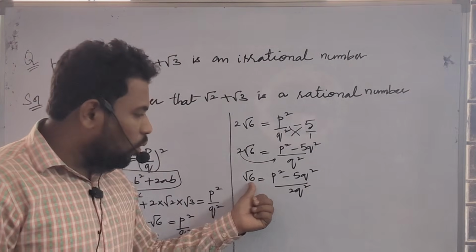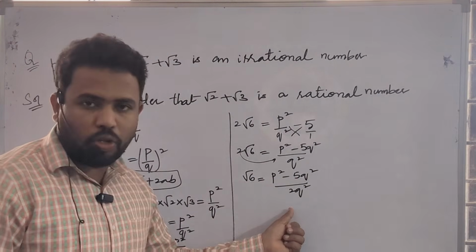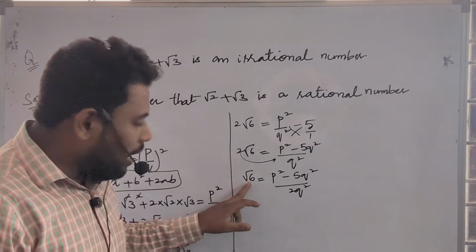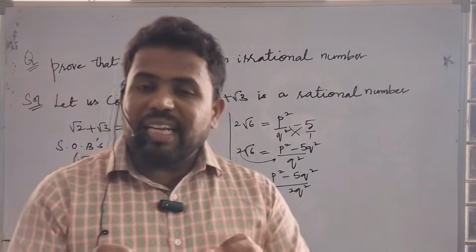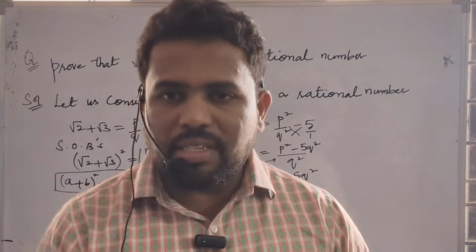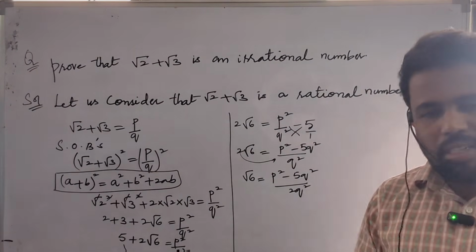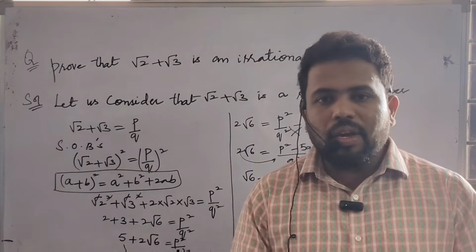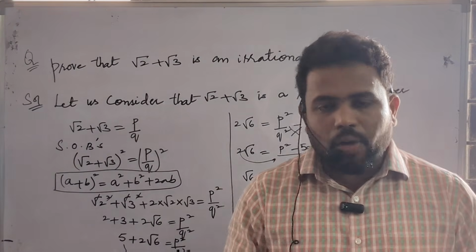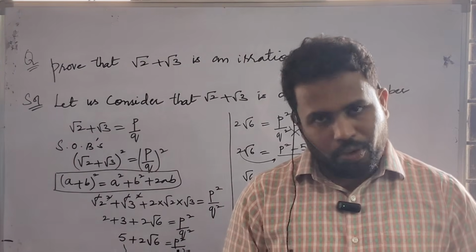So root 6 equals p square minus 5q square by 2q square. Now, here root 6 is an irrational number. This root 6 is what? It is an irrational number. Then what is an irrational number? The number which cannot be represented or written in the form of p by q.